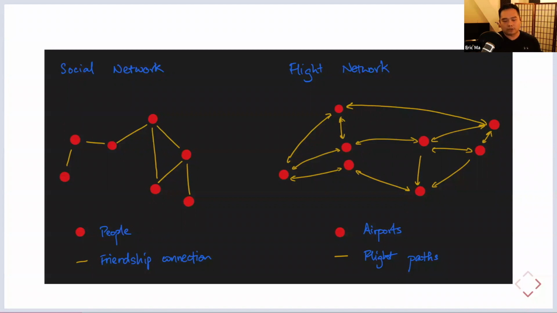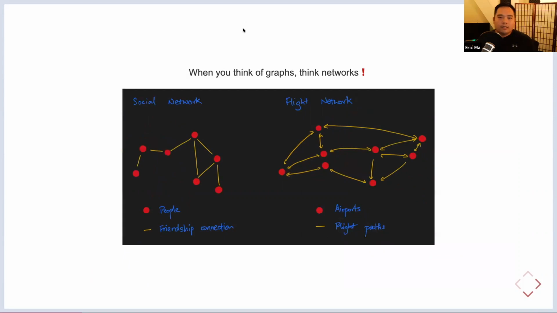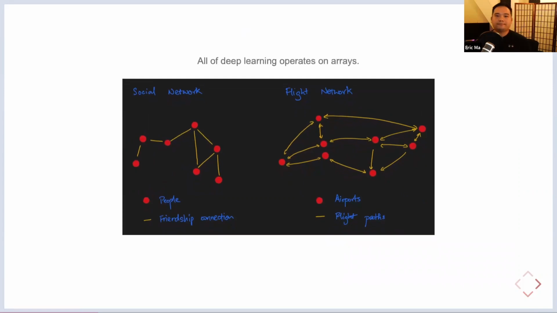So people in a social network would be one example. Airports in a flight network are another example. And then there are the edges, which are the relations between these countable things, right? So in a social network, you would connect people based on whether they were professionally acquainted or not, or whether they are friends in real life. In a flight network, you would connect airports according to whether there's a flight path between them or not, all right? So really, when you think of graphs, I want you to think about networks.